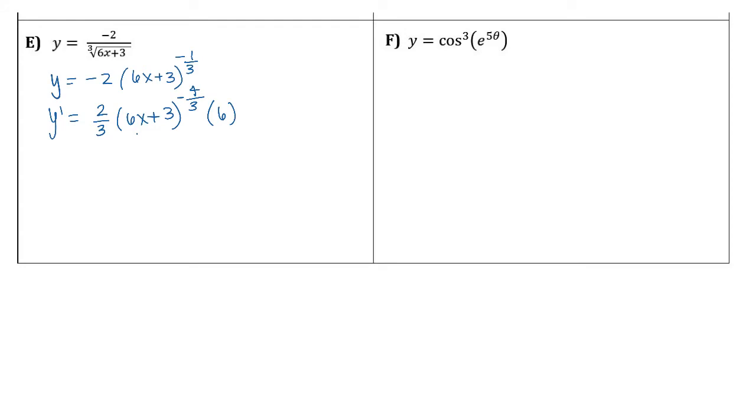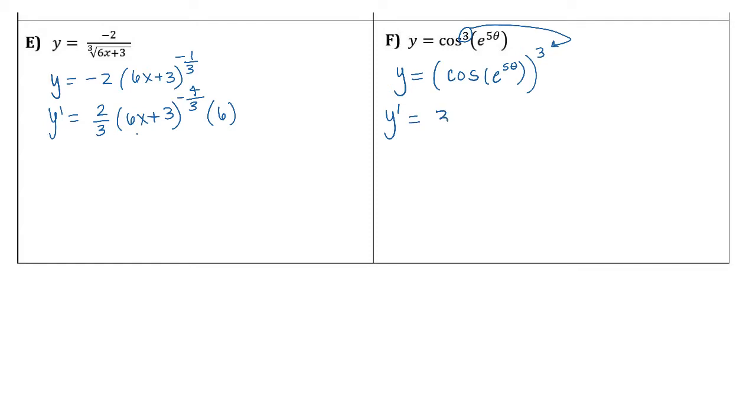Okay, part F, same idea here. Now we have to do some rewriting with this because they really gave us some interesting stuff. This 3 that's on cosine, we're going to rewrite this and move that to the outside. So we're going to have cosine of e to the 5 theta, and then all of that's raised to the 3rd power. That 3 gets moved to the outside. So now we're ready to do our chain rule.